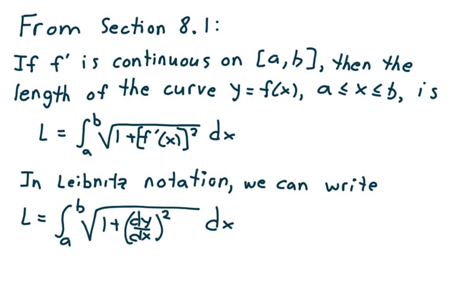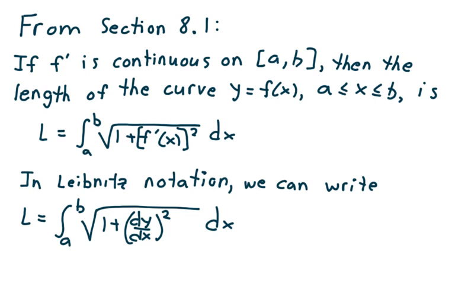This is a video from section 8.1. If f prime is continuous on the closed interval a to b, then the length of the curve y equals f of x, where x is between a and b, is given by L, which is the integral from a to b of the square root of 1 plus f prime of x quantity squared dx.